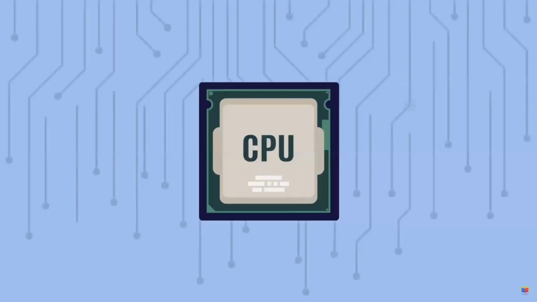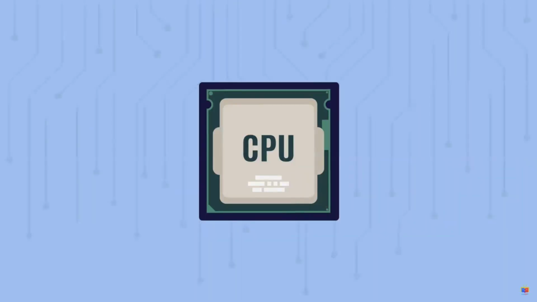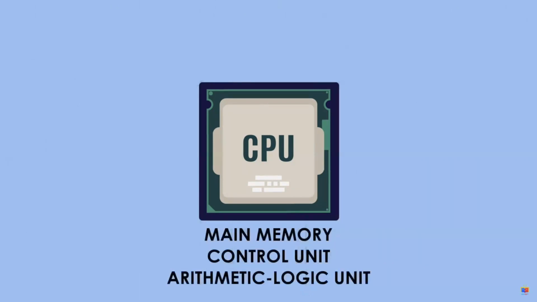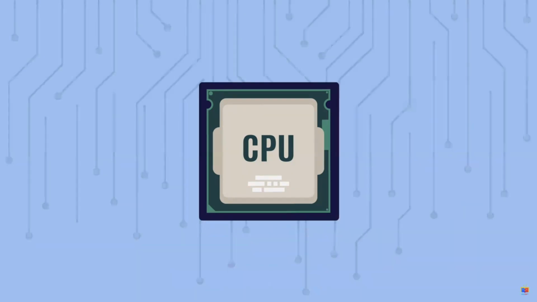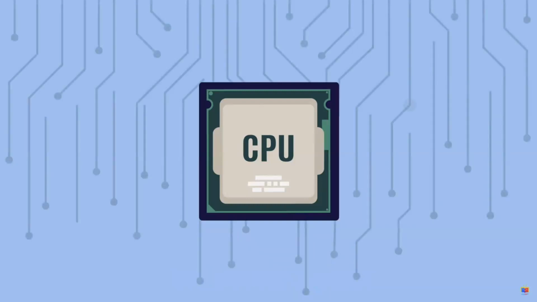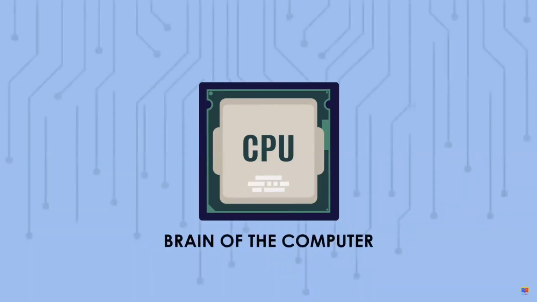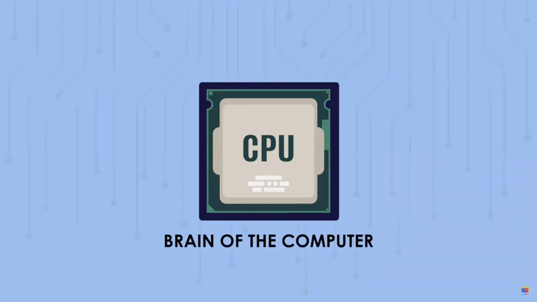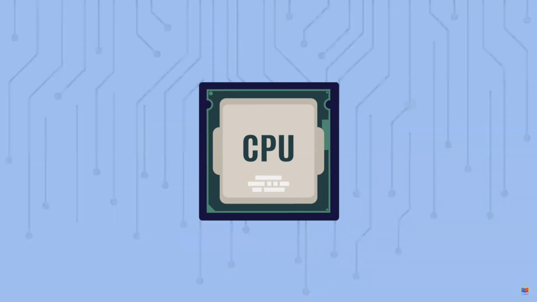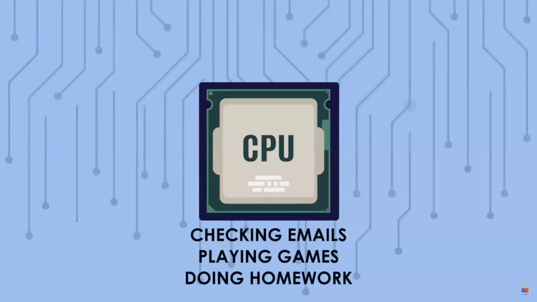The Central Processing Unit, or CPU, is the principal part of any digital computer system, generally composed of the main memory, control unit, and arithmetic logic unit. In modern computers, the CPU is contained in an integrated circuit chip called the microprocessor. Being the brain of the computer, the CPU is where processes such as calculating, sorting, and searching take place. Whatever is done in our computers, such as checking emails, playing games, and doing homework, it is the CPU that processes the data we use.